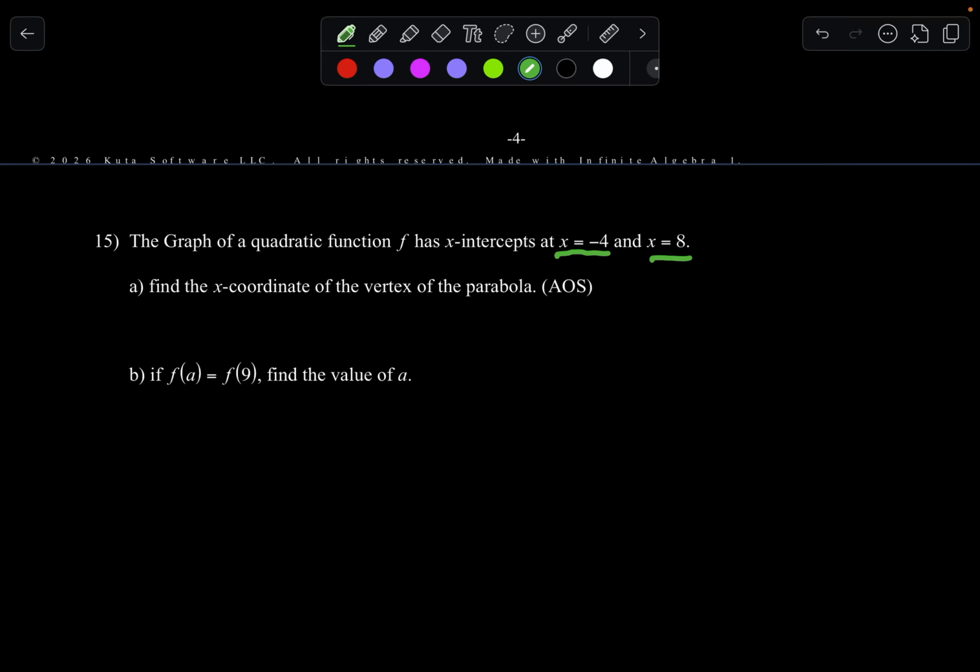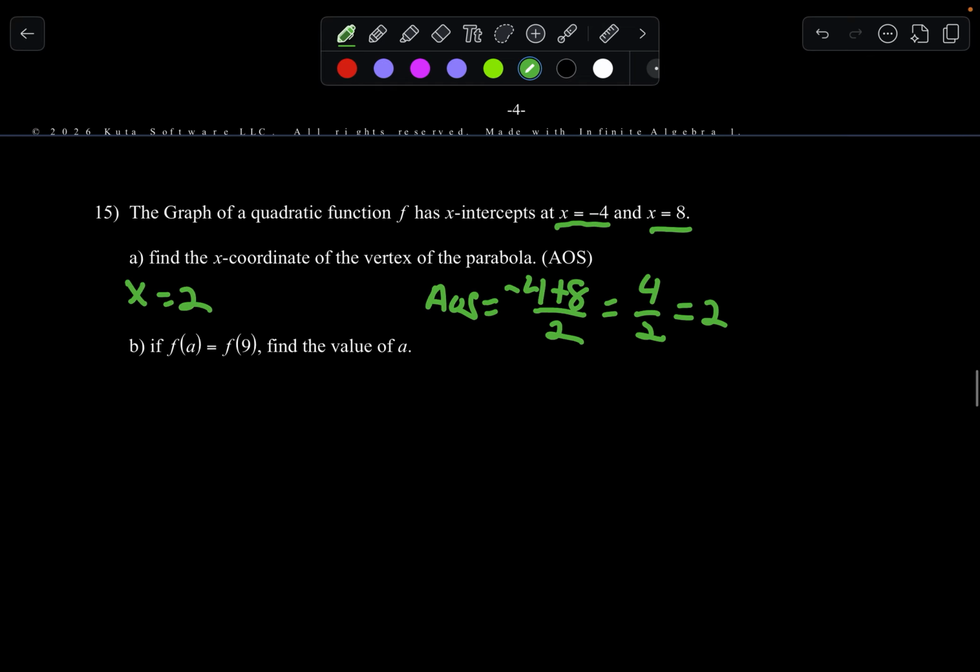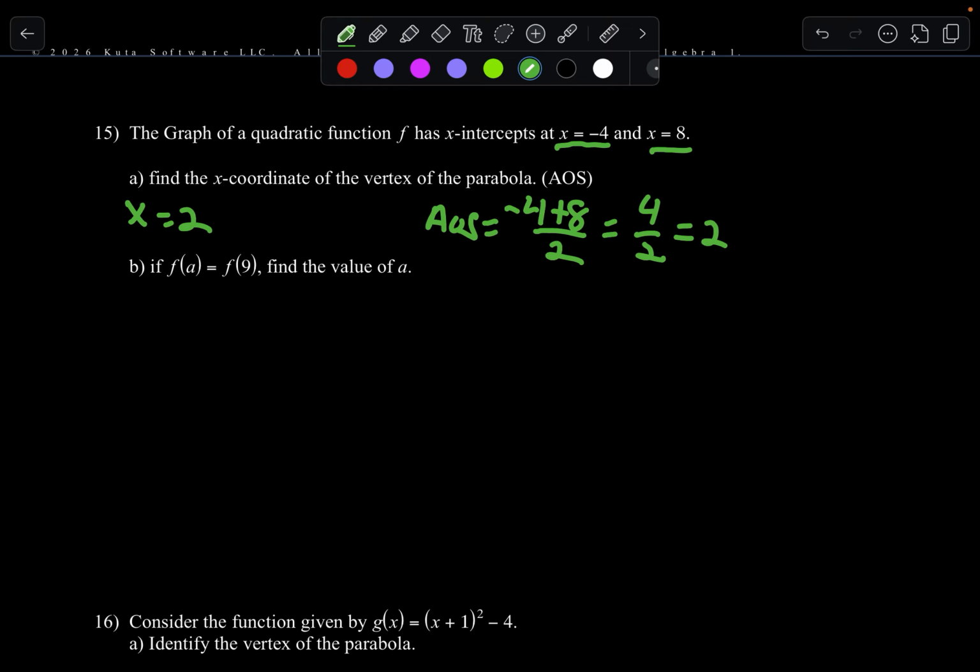So the axis of symmetry is going to equal negative 4 plus 8 divided by 2, which is 4 divided by 2, which is 2. So the axis of symmetry, it's the axis of symmetry, but it's also the x-coordinate of the vertex. X equals 2.